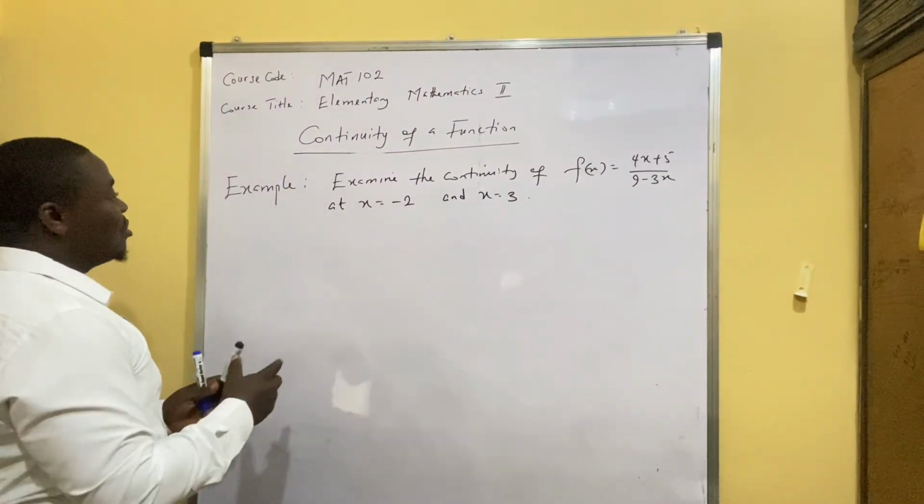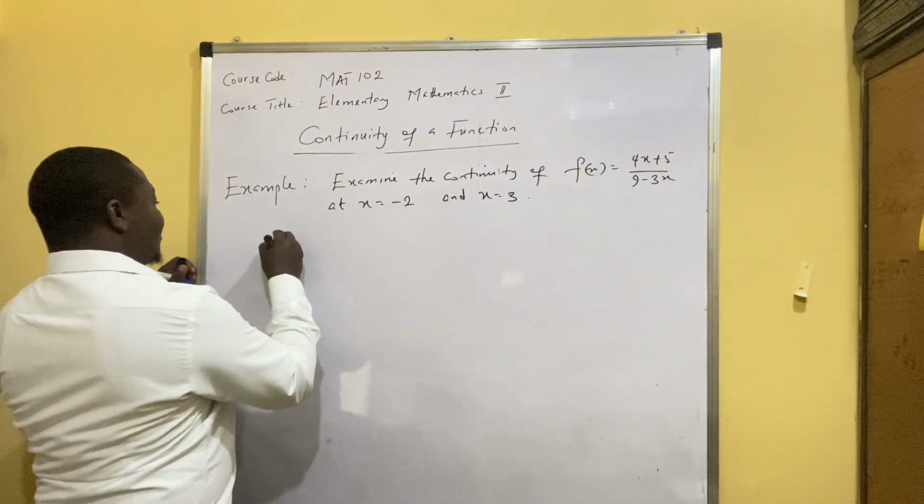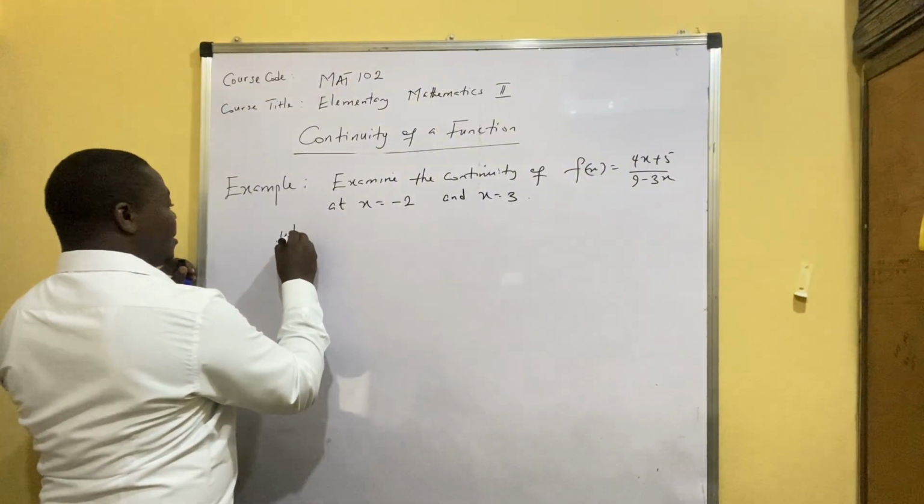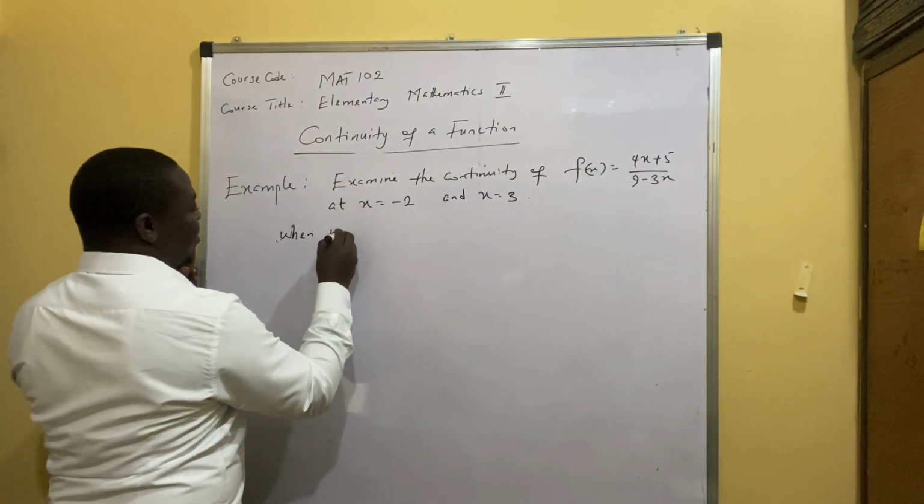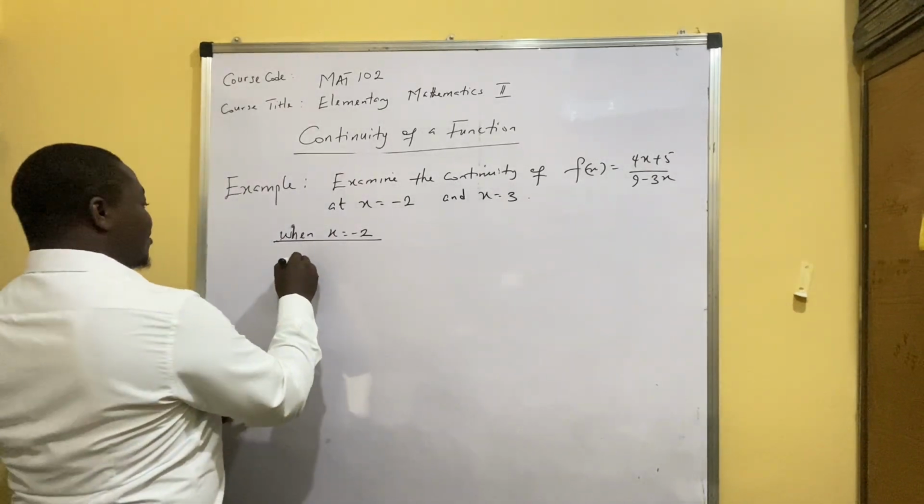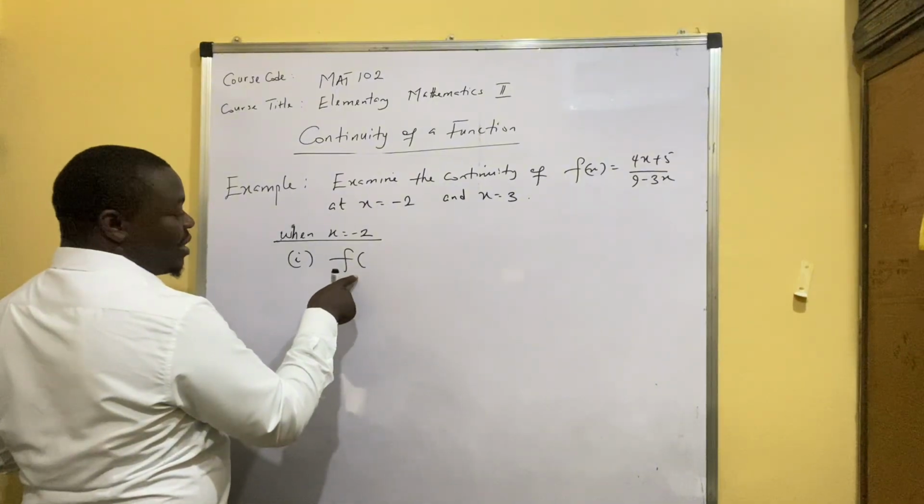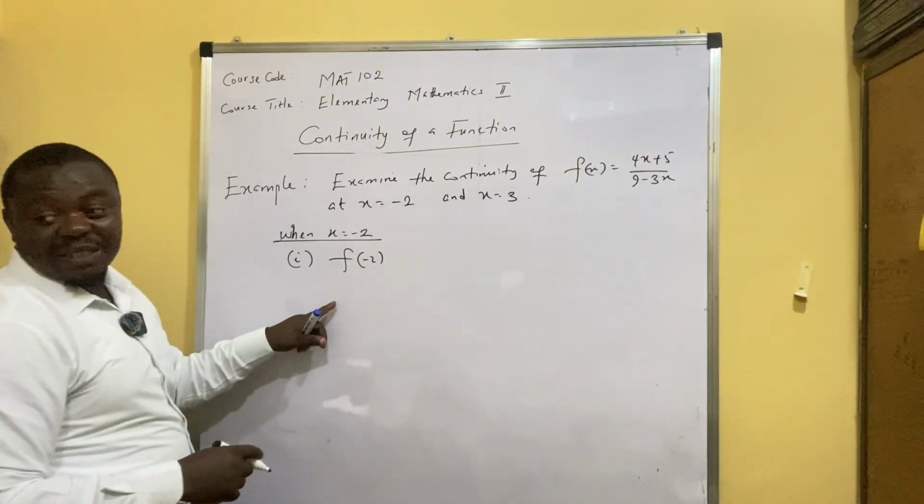So let's look at the first one. All we need to do is to check the three properties for this. So let's take the first one, when x equals minus 2. We want to look at the continuity, so it's the first property. What is our x naught in this case? Our x naught in this case is minus 2.